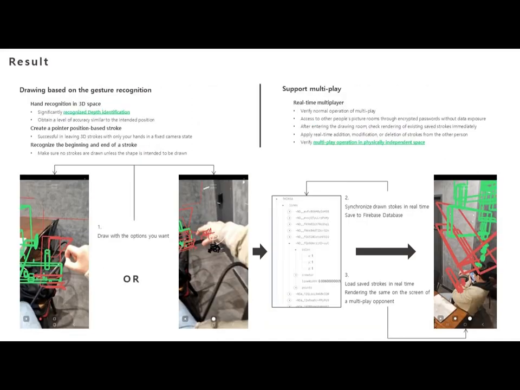And for the AR spaces, we confirmed that the allocation of virtual space based on the current physical space and drawing in the vertical space are working properly. We also checked that multiplaying between physically separated spaces is working while displaying drawings on both screens. Now let's see the demonstration video of the result.